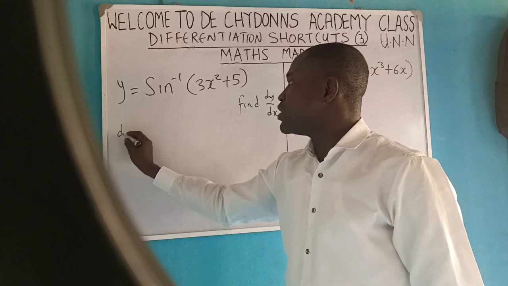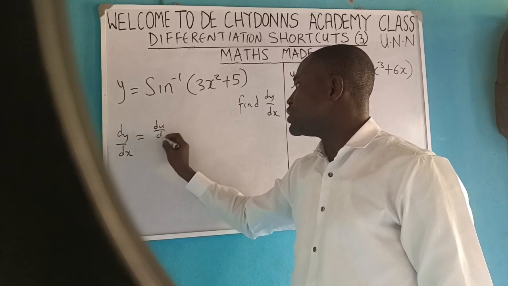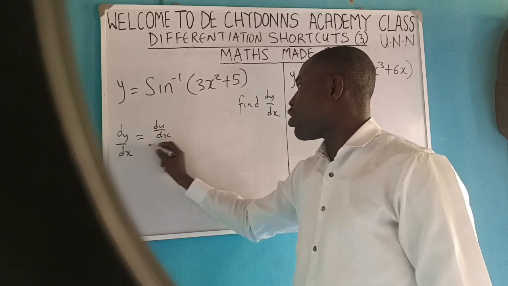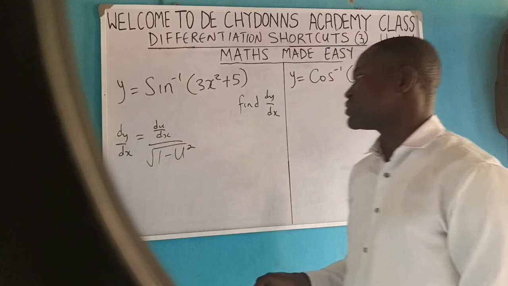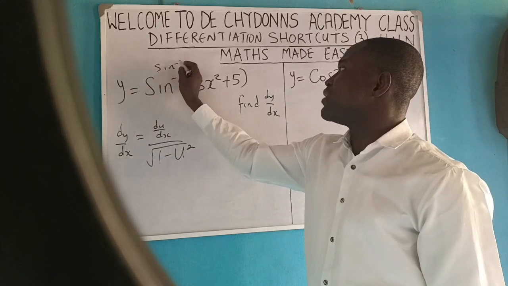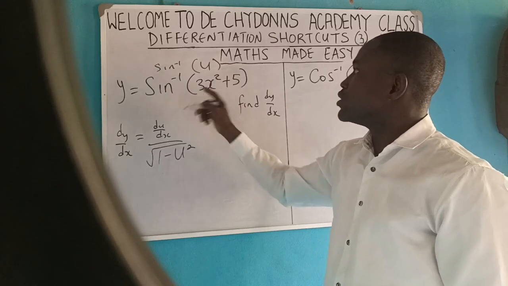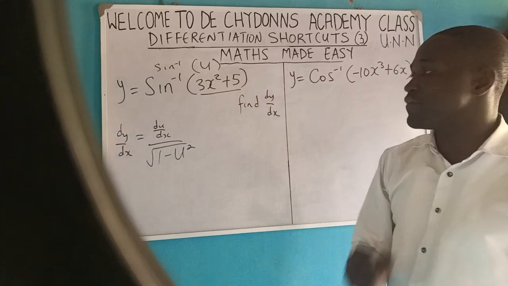if this is given to you in objective, see what you do. You say dy/dx equals du/dx all over square root of 1 minus u squared. So what is our u? Compare this with sine inverse of u. Your u is 3x² plus 5.